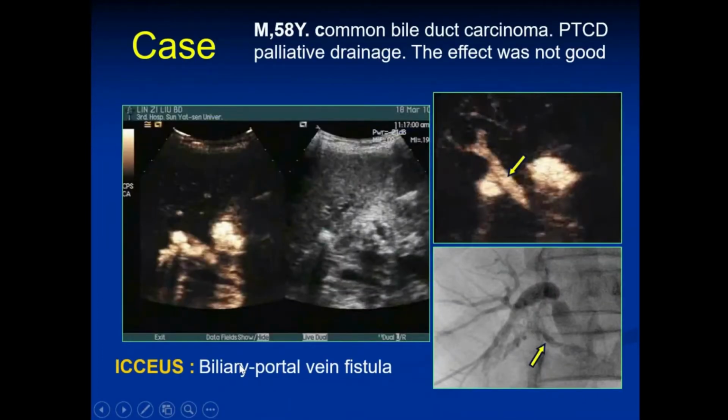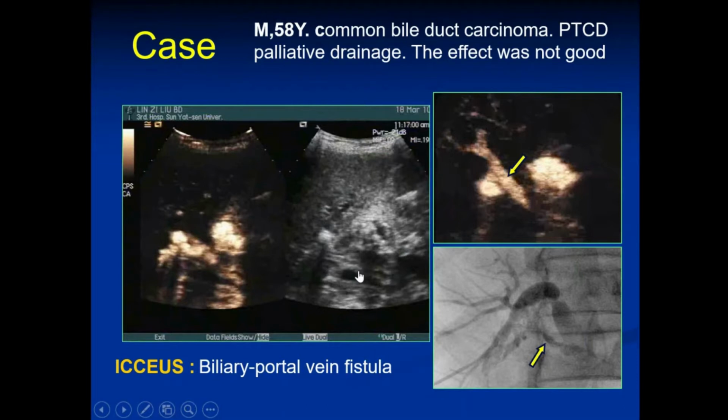This patient had common bile duct carcinoma. PTCD was performed for palliative drainage. However, the drainage effect was not good. After we injected diluted Sonovue, we found that the portal vein was filled with Sonovue at the same time as the intrahepatic bile duct displayed. So that means there is a biliary-portal vein fistula.